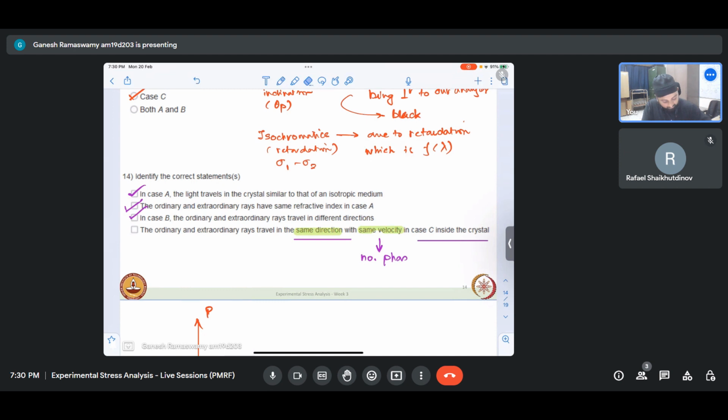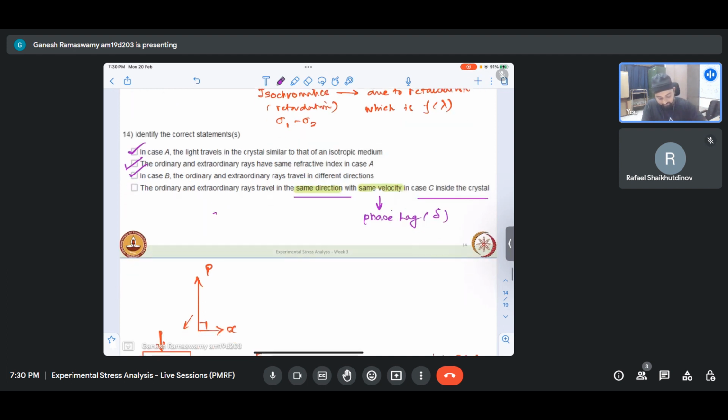This is not true. It will have a phase lag, which is our retardation. This retardation we will normalize with the wavelength. Let us say delta test is my retardation at that test point. I will normalize it with my wavelength, and I'll call this a fringe order n, which is a dimensionless number representative of that fringe.